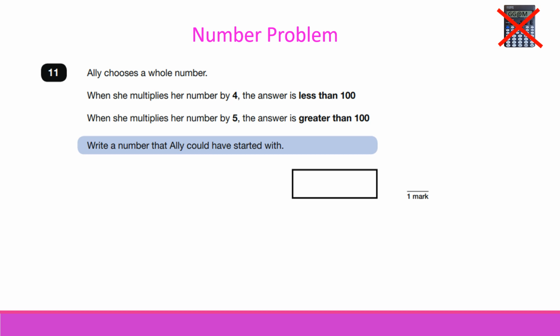This is a number problem. Now this question is fairly wordy, so make sure you read the question really carefully to make sure you get a grip with what you've actually got to do. Now the key words in the question are that we've got a whole number.